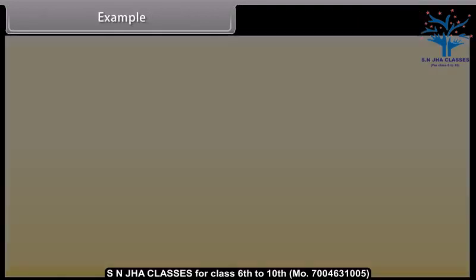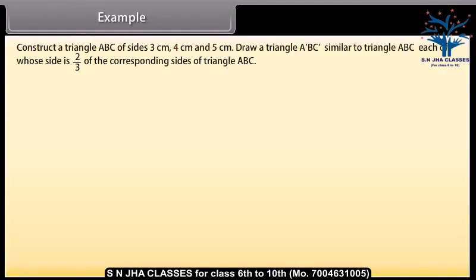Example. Construct a triangle ABC of sides 3 cm, 4 cm and 5 cm. Draw a triangle A'BC' similar to triangle ABC, each of whose sides is 2/3 of the corresponding sides of the triangle ABC.